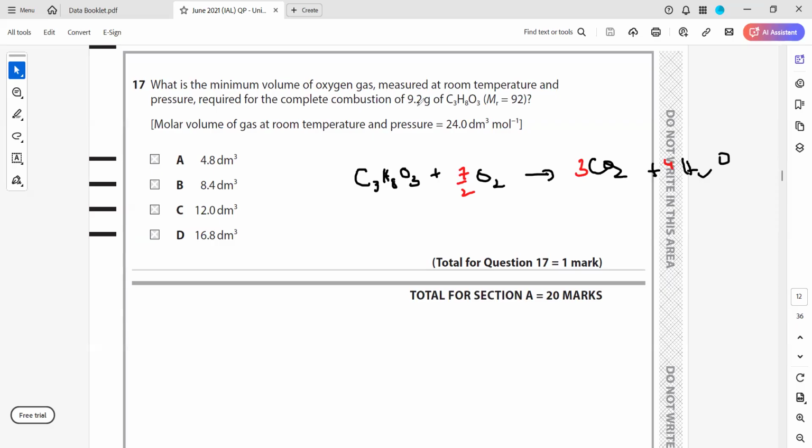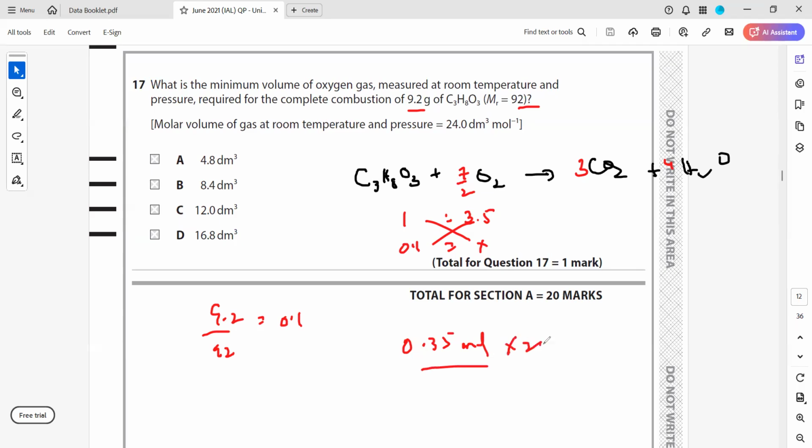Now, first we'll find the moles of this compound. Moles equal mass in gram divided by molar mass. So it will be 0.1. So 0.1 mole we got. Ratio is 1 is to 3.5. So 0.1 will be X. Cross multiply, so 0.35 mole we'll get. From 0.35 mole multiply by 24. So 0.35 multiplied by 24. What's the answer? 0.35 times 24, 8.4. Okay, B will be the right answer.